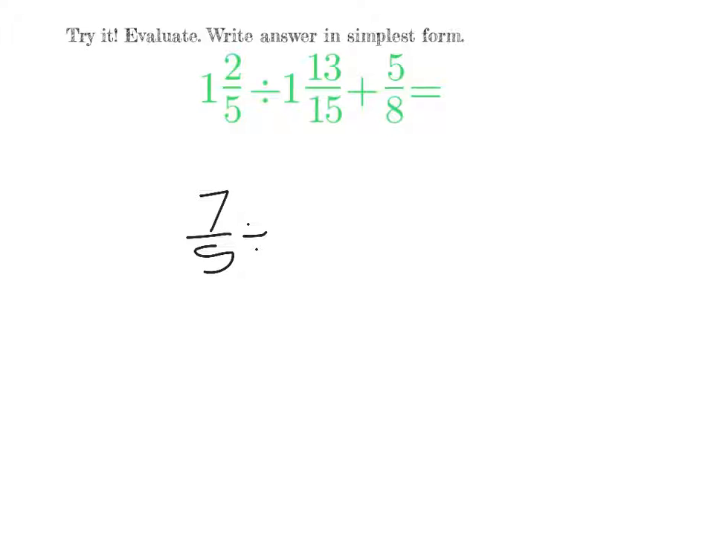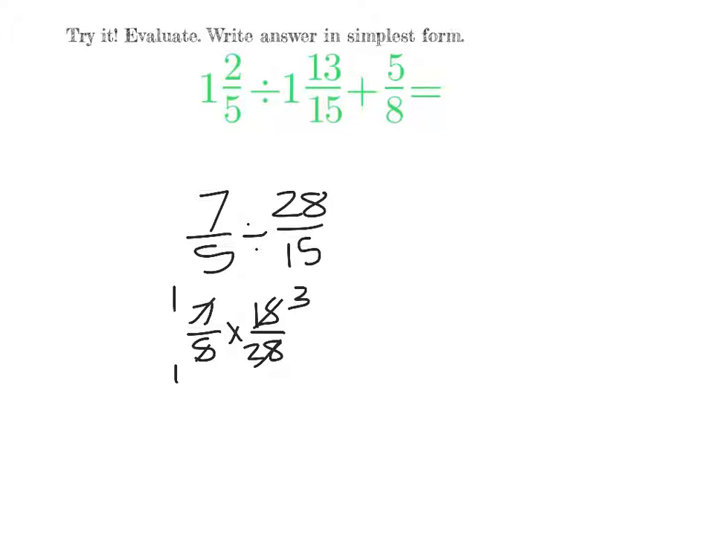It should be 28 fifteenths. Okay. And then I need to do keep, switch, flip. Ooh, that one does some good cross canceling. Someday you guys are going to be super good at this cross canceling. Maybe you already are good at it.